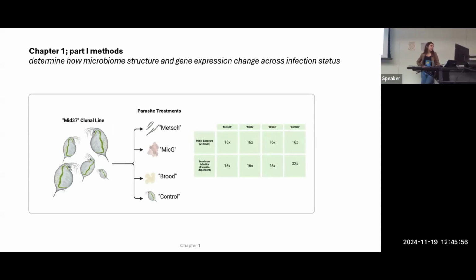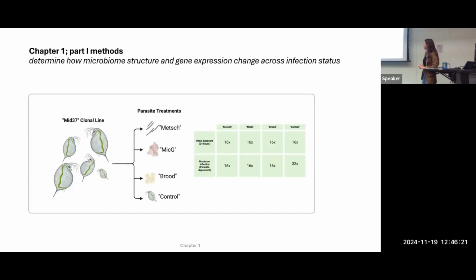Something I didn't mention here is that MIC-G and brood are also more cyclical. They can hit that maximum parasite burden, but then also drop back down to a lower burden throughout the host's lifespan. I'm hoping that the time point I've selected will pinpoint them at that range. I've included some extra numbers in case not every one of my hosts wants to cooperate with me.